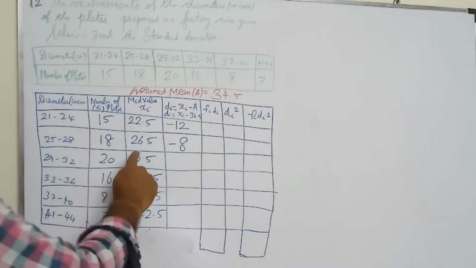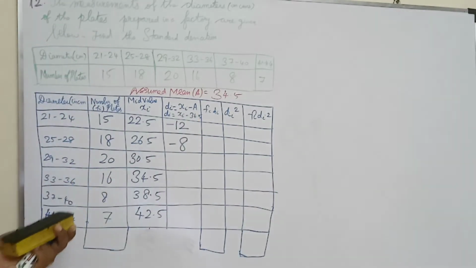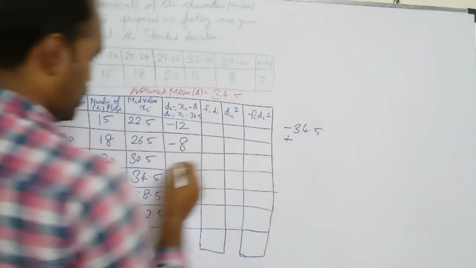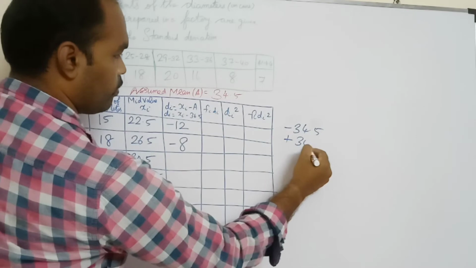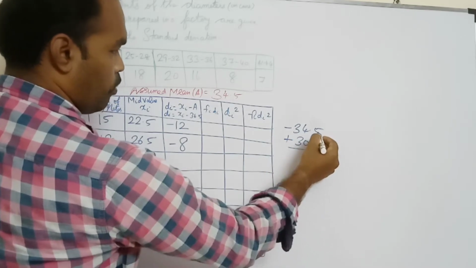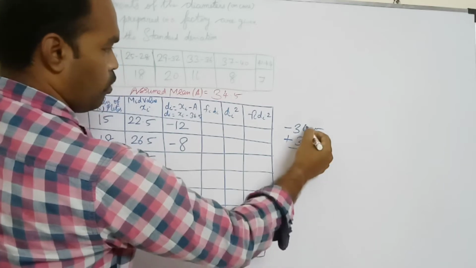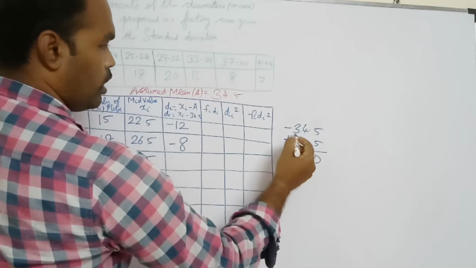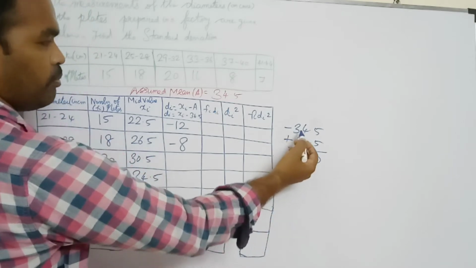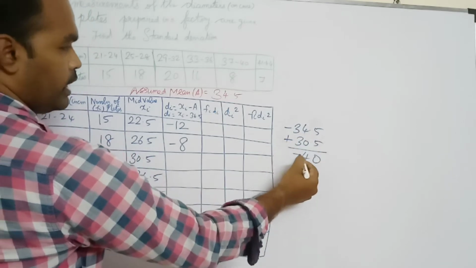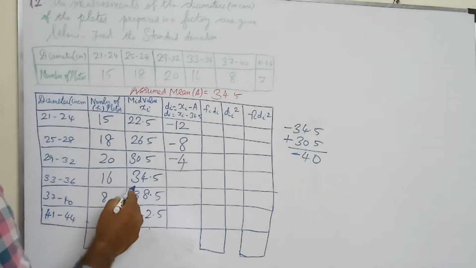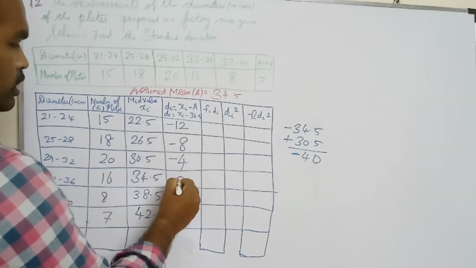Now, next thing is 30.5. This one minus 34.5. So minus 34.5 plus 30.5. How much? Minus into plus is minus. So 5 minus 5, 0. 4 minus 0, 4. Which sign we need to mention? Plus or minus? Minus only we need to mention it, because the highest value sign is minus. So minus 4. 34.5 minus 34.5 is 0.